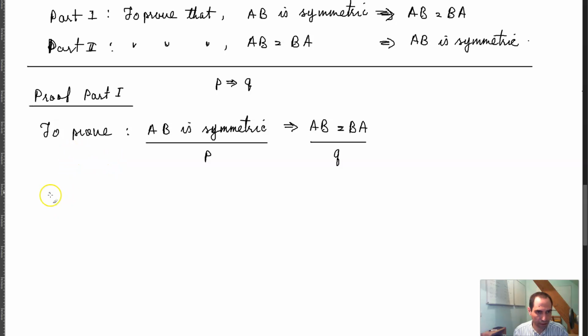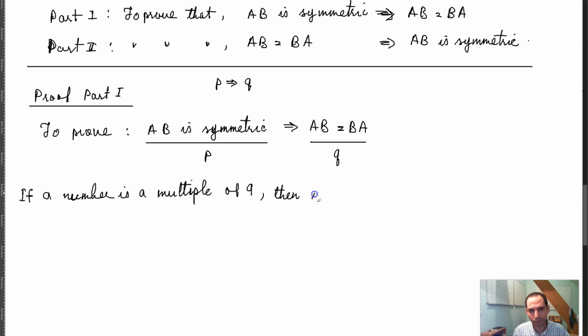So for example, let's say that I say that if a number is a multiple of 9, then, for example, the number is a multiple of 3.